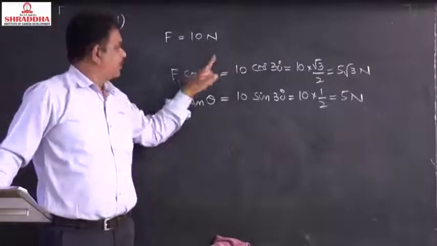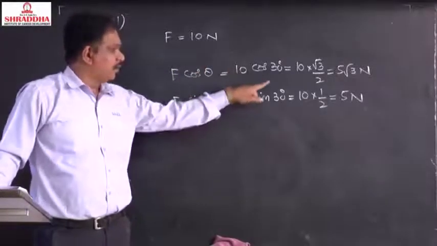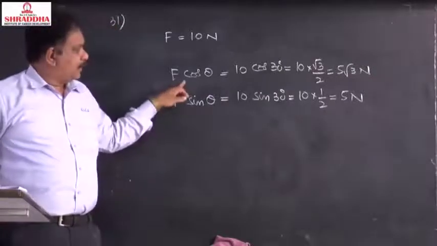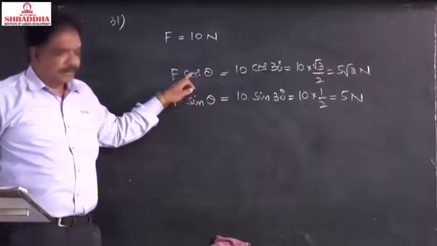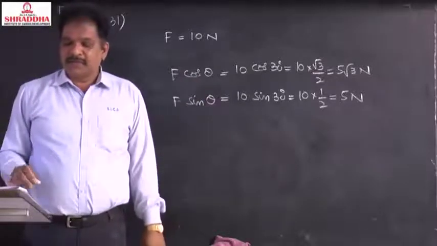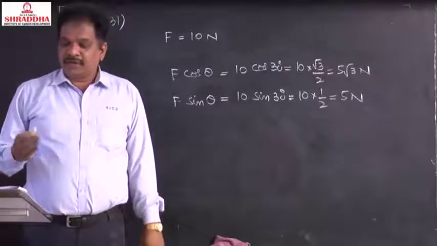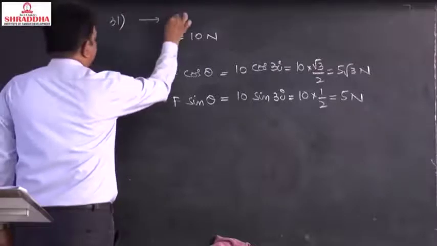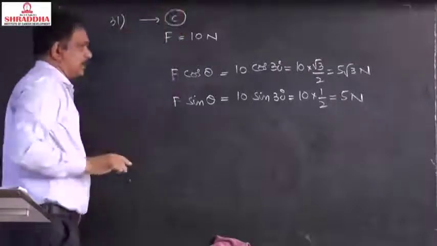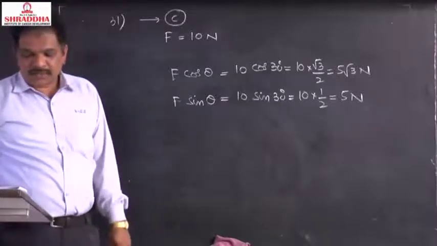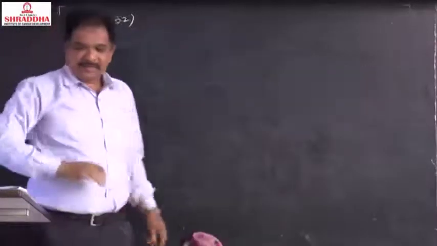So if a force is resolved into two components and one component makes an angle of 30 degrees, the magnitudes of the forces are 5 root 3 Newton and 5 Newton. So 31, it will be C. Next, 32, what they are asking.